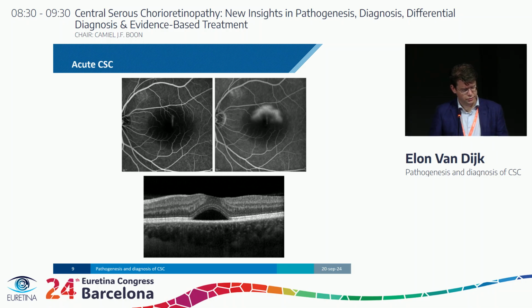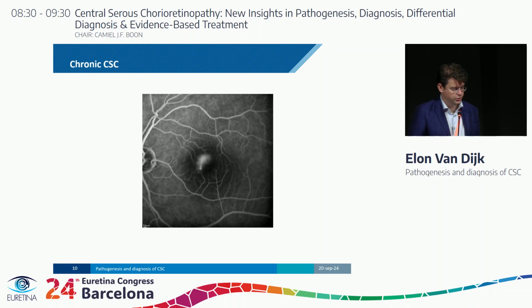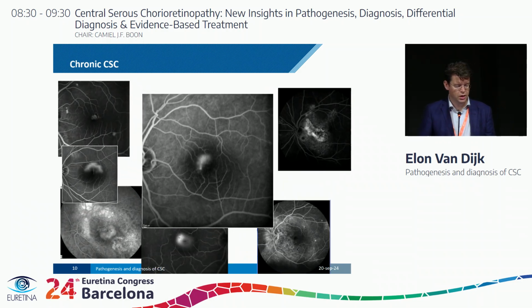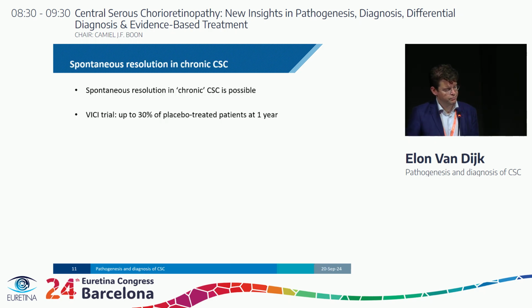Here would be a typical case of acute CSC where there can be a very tiny focal leak with this smokestack leakage, which is not always present. And in many cases, this resolves spontaneously. But when it comes to chronic CSC or complex CSC, the classification is being refined more and more. There can be quite some different presentations, and it can sometimes be quite difficult to differentiate with other diseases, and we're going to cover that in the next talk.